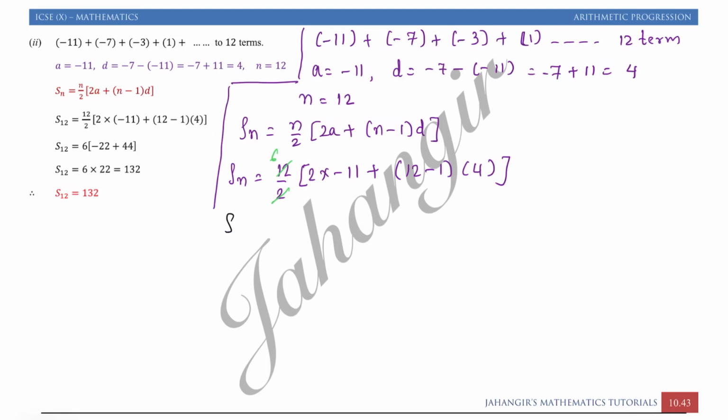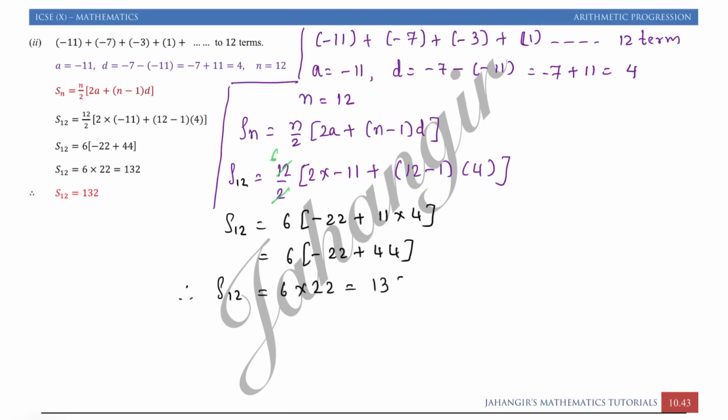So now in place of Sn I have to write S12. So that is 6 into minus 22 plus 11 into 4. So that is 6 into minus 22 plus 11 fours are 44. So therefore S12 is 6 into 22, that is equal to 132. So sum of 12 terms is 132.